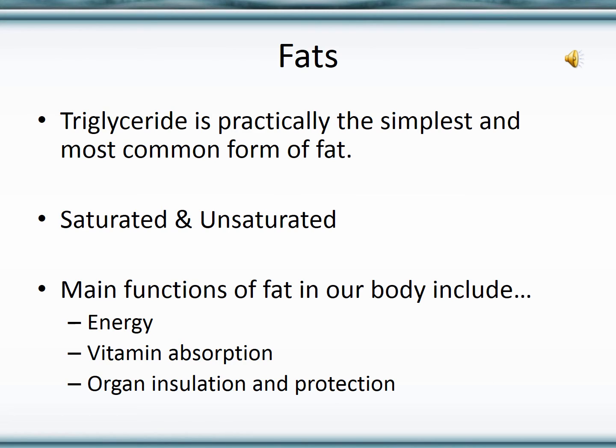For this class, triglyceride is going to be the simplest and most common form of fat. There are two different forms of fats. These are saturated and unsaturated. Regardless of what you may have heard, saturated and unsaturated do not mean healthy and unhealthy. There are healthy forms of each of these foods. There are unhealthy forms of each of these foods. Largely this is related to whether or not they are processed, just like the carbohydrates.